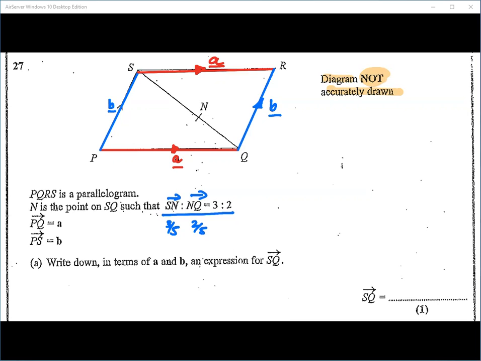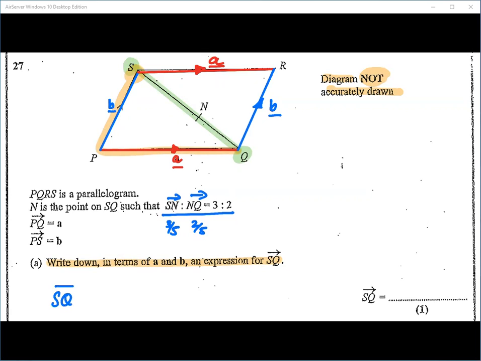First things first, I want us to work out this bit here. Leila, can you explain to us? Read that first, please. Write down in terms of A and B an expression for S to Q. So we want to start here and go to here, straight across. Do you know how to go straight across there at the moment? No, because we don't know how to do that. What do we do then? You go all the way around, on the scenic route. Now you need to explain to me what that route is.